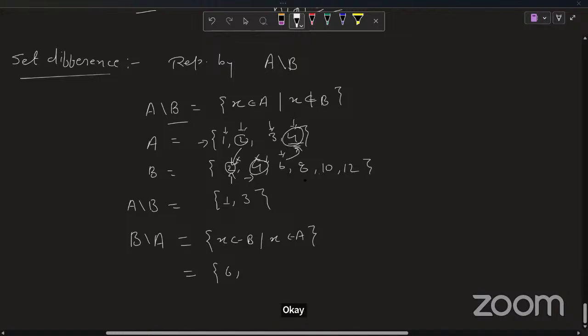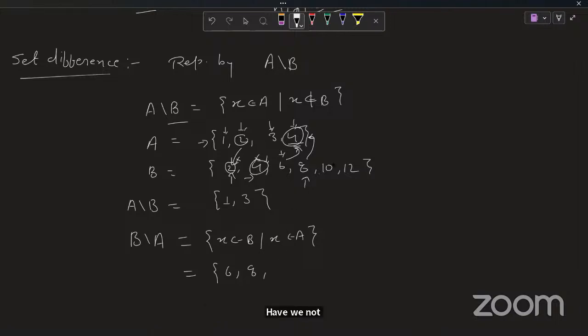So 6 is there. Now let's move towards 8. Now see, 8 is there or not? No, right? So 8 will be there. Similarly, you can see 10 is not there, so 10 will be there. And 12 is not. So this will be my A difference B: 8, 10, 12.